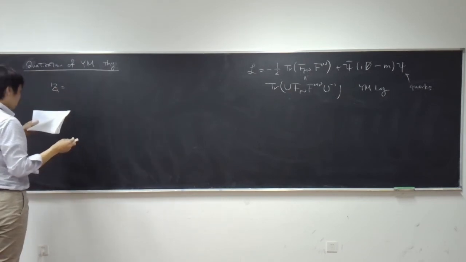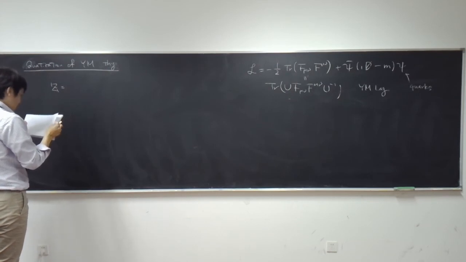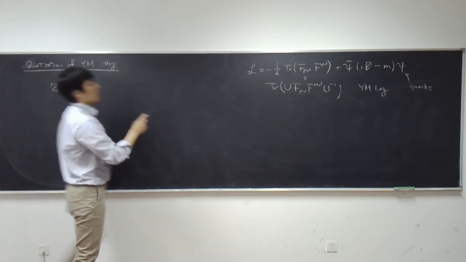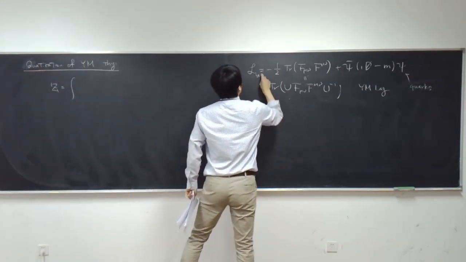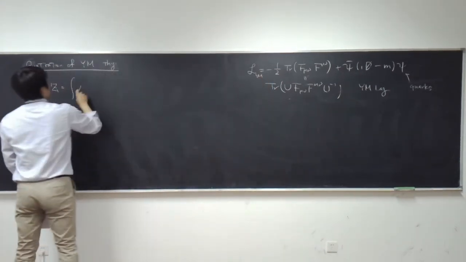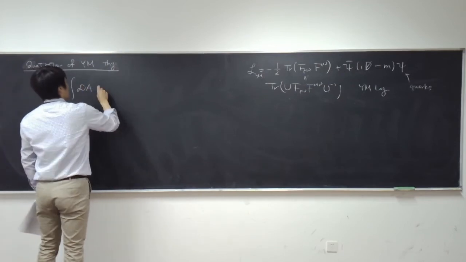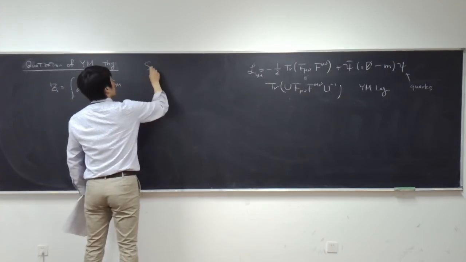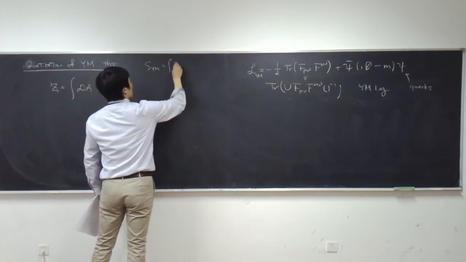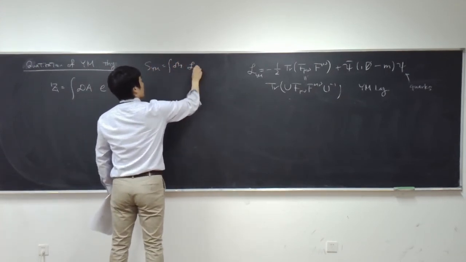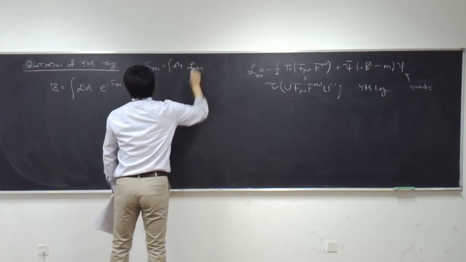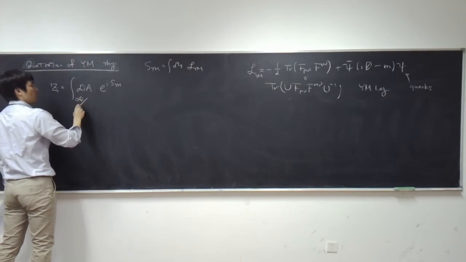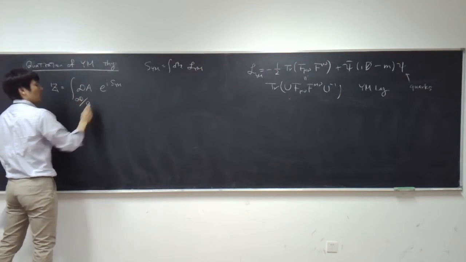So I already have 20 minutes, so I have to be clever. It is given by the integral dA e to the i S, where S is the integral d4x of the Lagrangian. So that's what we're going to do, but you have to be careful: the connection is divided by gauge transformation.